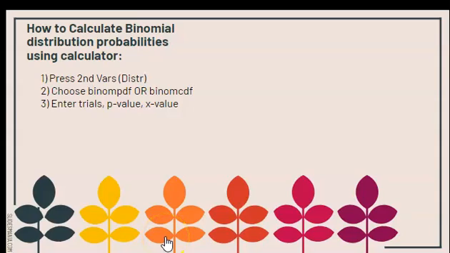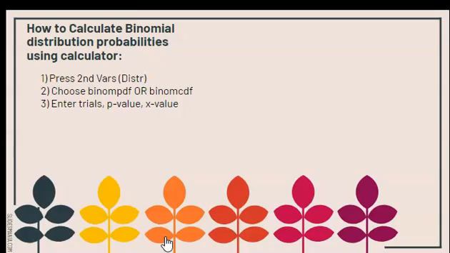All right, you're going to hit second vars, which gets you to the distribution menu. You're going to choose either, there's two options, binomial PDF or binomial CDF. CDF stands for cumulative distribution function. PDF does not stand for cumulative. So there are different times you use each one, and I'll show you those.